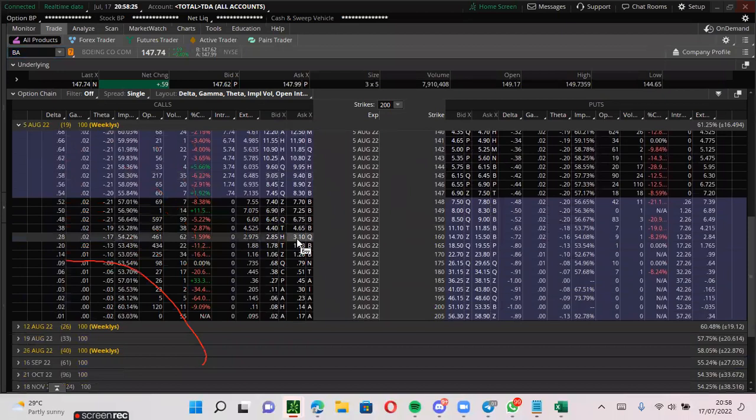Okay, I can sell some 160 calls on 5th August if you think the stock will come back up to like 150 or something and not break above 160. Even if the stock goes sideways, you still make money, and the theta will work for you.